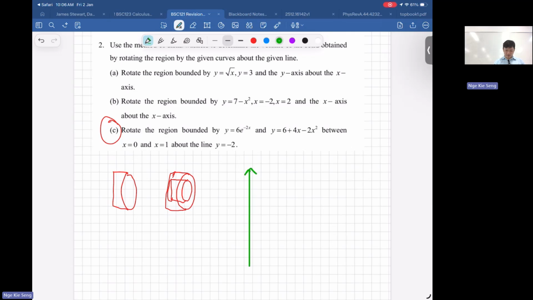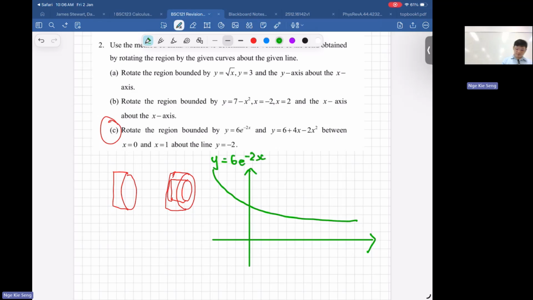y equals 6 times e to the minus x. Okay, how to plot this? e to the x looks something like this, right? So e to the minus x will be flipping the function across the y-axis. Okay, this is y equals 6 times e to the minus x.